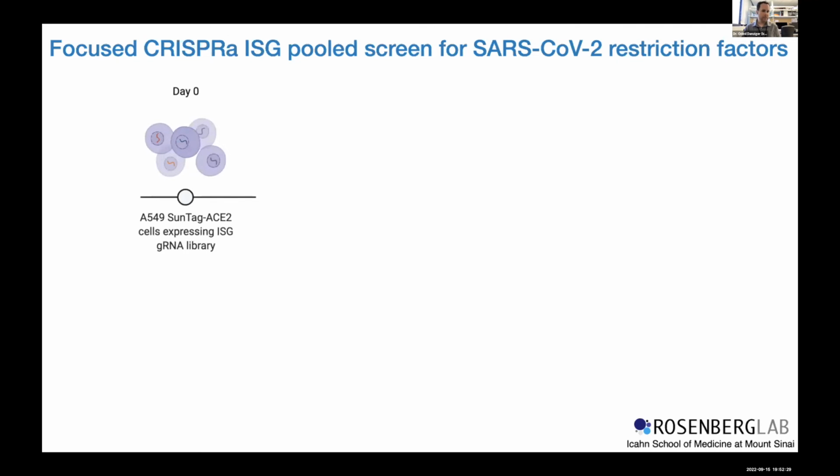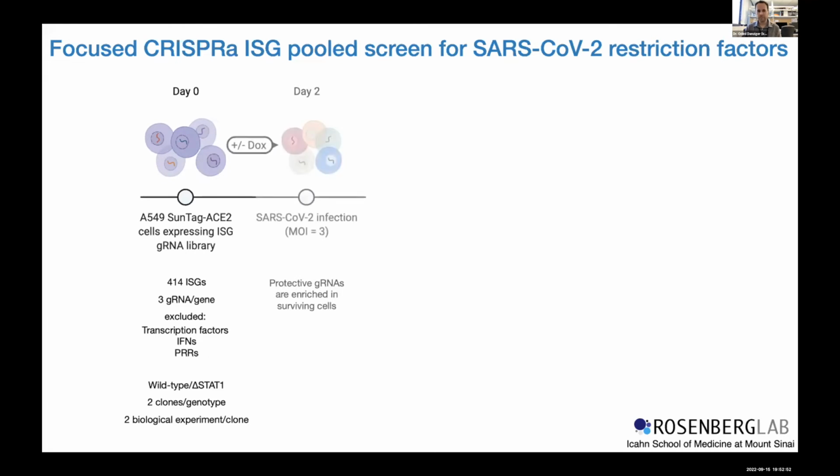We express a library of ISGs in our SAM-TAG cells that now also express ACE2 to facilitate SARS-CoV-2 productive infection. Our library contains 414 ISGs, 3 guides per gene. And because we want to search for viral effectors, we excluded all transcription factors, interferon genes, and pathogen-recognizing receptors. This is a cytopathic effect-based screen, so we infect the cells with a high MOI of SARS-CoV-2, expecting that protective guide RNAs will be enriched in the survival population.